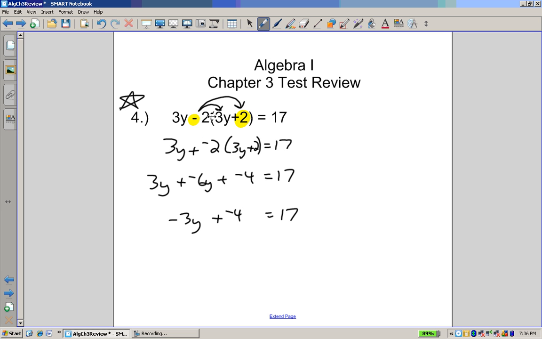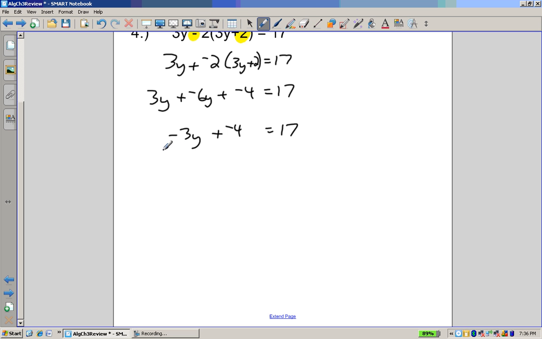Please remember, keep, change, change, or you will get burned. Then get all your variables onto the same side. So we've already done that. The variables are on the left-hand side. And now we simply need to, first addition or subtraction, the opposite of negative 4 is positive 4. Negative 4 plus positive 4 is 0. That's good news. I'm moving in the right direction.